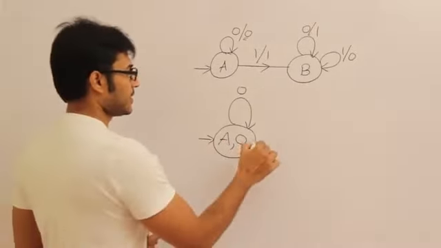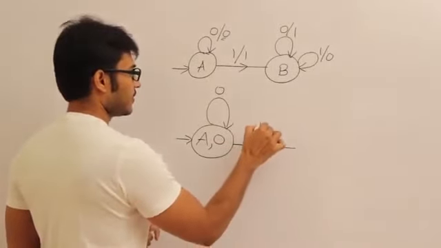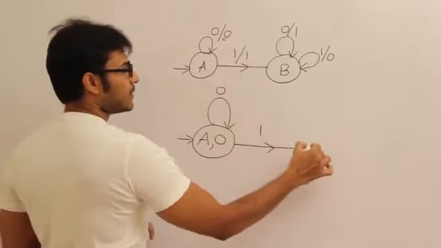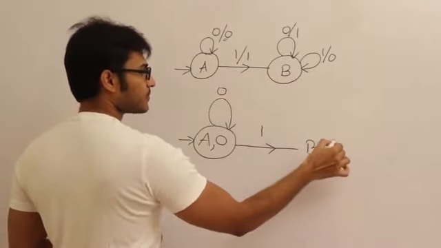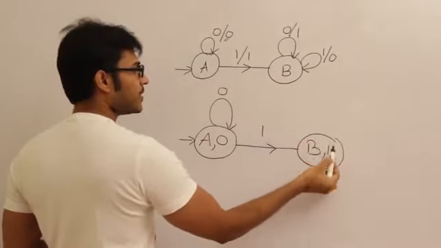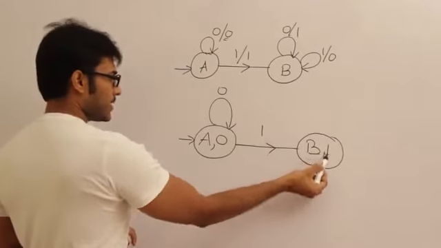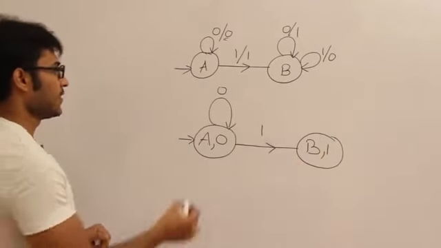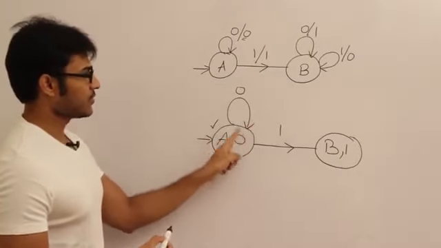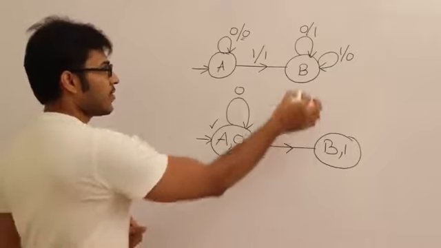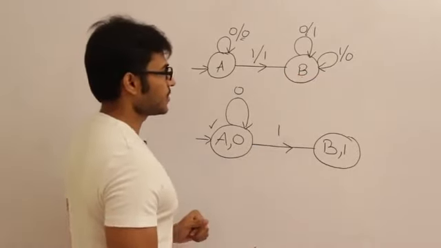Fine. Next thing is capital A on 1 is going to capital B and the output is 1. Therefore I am moving the output here. So I created a new state capital B comma 1. So capital B is the state and output associated is 1. Fine. So this one is complete. Capital A comma 0 state is complete because I have shown what happens on 0 and 1. Now on capital B we have to show what happens on 0 and 1.